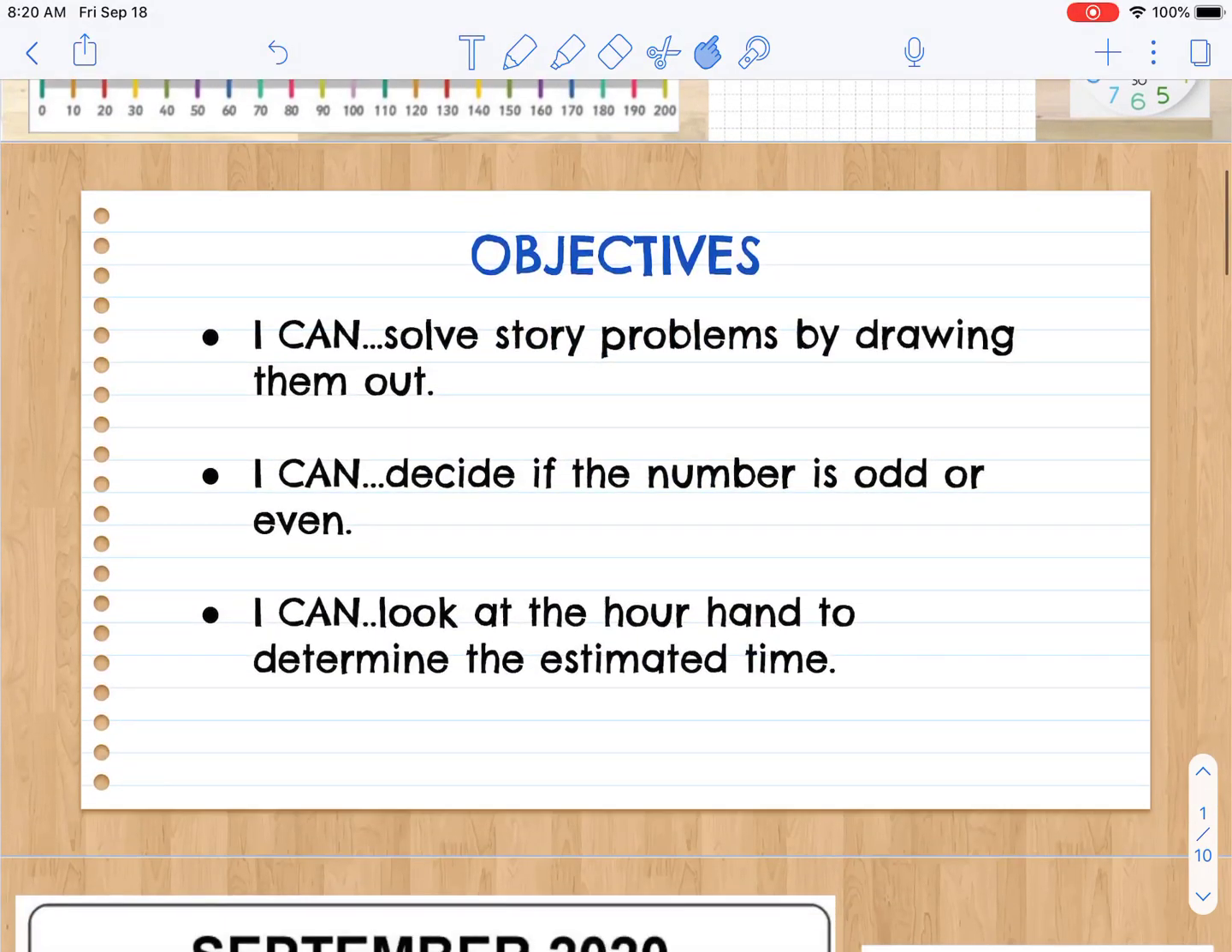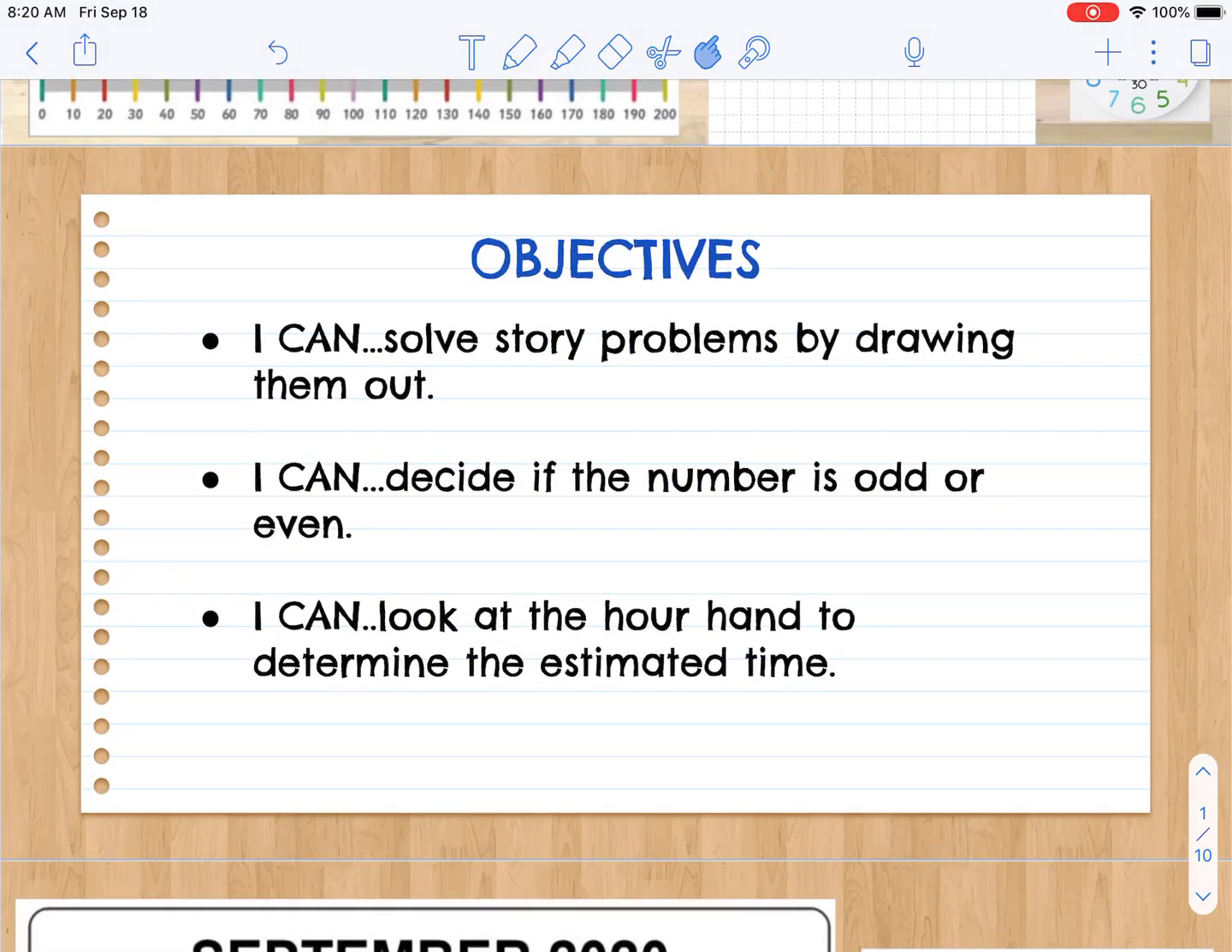We have a few objectives for today. First, I can solve story problems by drawing them out. I can decide if a number is odd or even, and I can look at the hour hand to determine the estimated time on a clock.